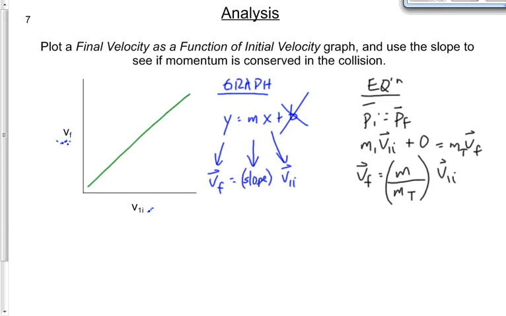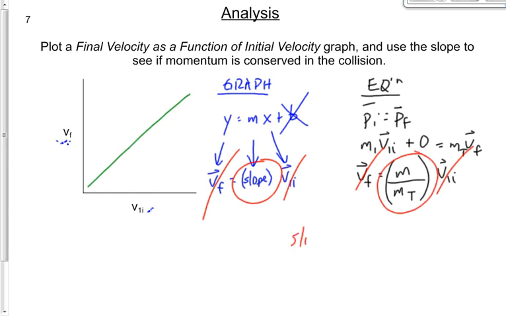Now we're going to cross off things that appear in both. vf appears in both. vi appears in both. What are we left with? The slope of this graph is equal to m over mass total. Sorry, this would be mass 1 over mass total.